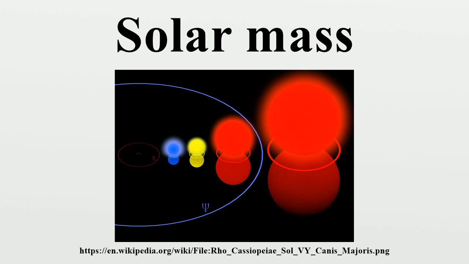M equals 1.98855 × 10^30 kilograms. The above mass is about 332,946 times the mass of the Earth, or 1047.56 times the mass of Jupiter.